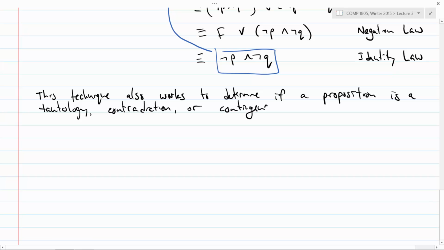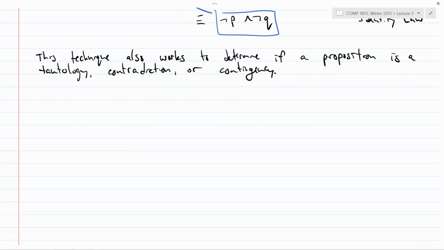And the reason it works this way is because something's a tautology if it's logically equivalent to true, and something's a contradiction if it's logically equivalent to false. That's really all it is. That's the same as checking to see if the column is all trues. Well, if the proposition is true, that column is all trues. It doesn't matter what the values of the variables are.